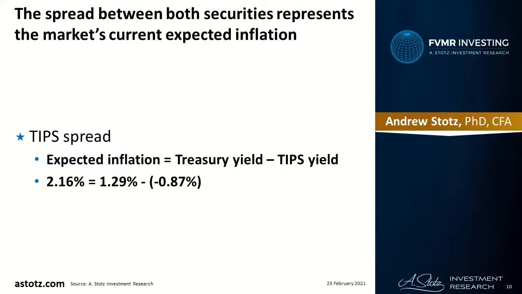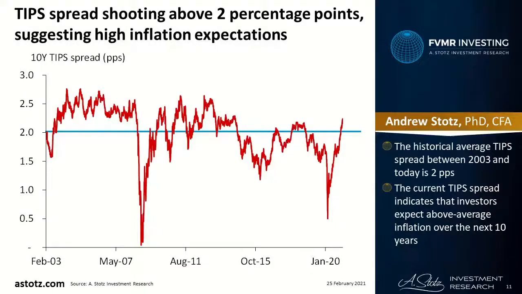And if we go into this, we can actually look at it going back to 2003 to try to understand what this relationship has looked like in the past. Now, on average, the TIPS spread or the inflation expectation has been about 2%. In 2015, as well as in 2020, inflation expectations went negative. But recently, inflation expectations have just started racing up, and they've now exceeded the 2% average.